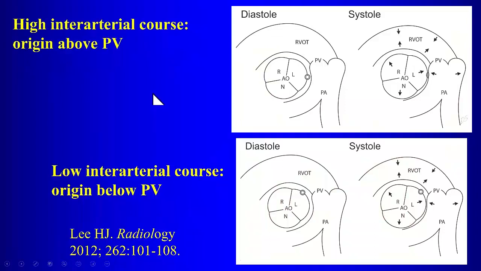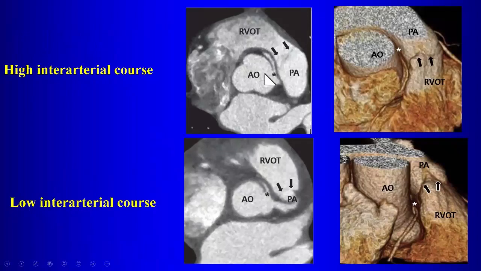Now, there's one other thing about these interarterial courses when you have the anomalous right coming off the left. If the origin is above the pulmonic valve, that's called the high interarterial course, versus the origin being below the pulmonic valve, the low interarterial course. The high interarterial course is more dangerous, okay? So if the origin of that vessel is above the pulmonic valve, that's considered a high interarterial course, versus the origin being below, a low interarterial course.